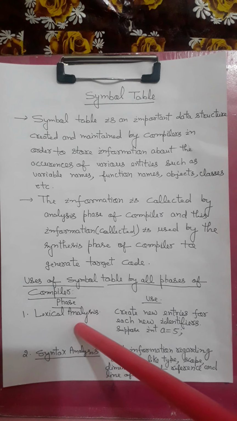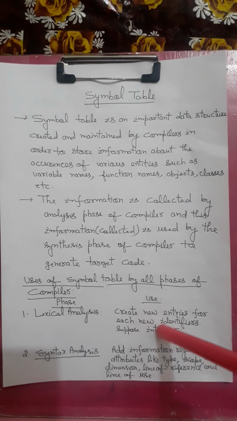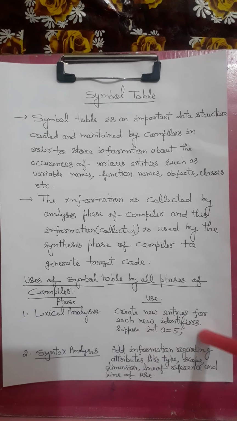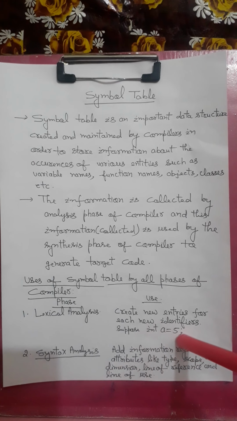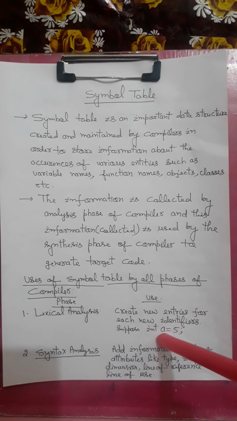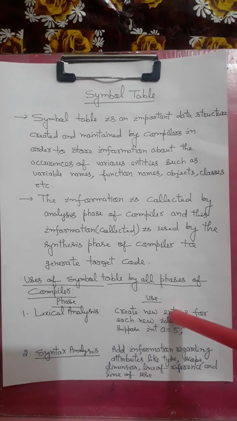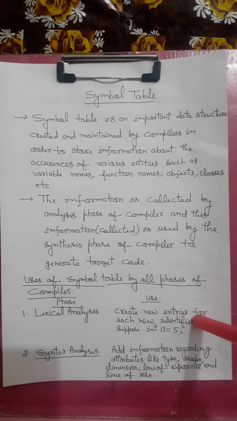First one is lexical analysis. It creates new entries for each new identifier. Suppose, for example, there is a declaration int a = 5. In this case, a is a variable. So the corresponding entry for a is generated into the symbol table.